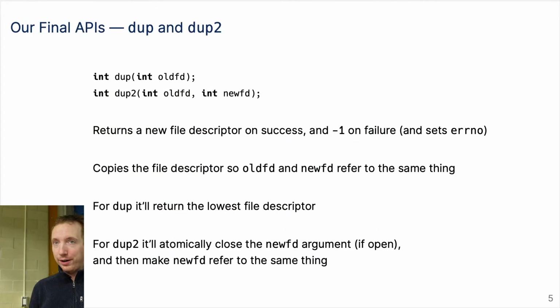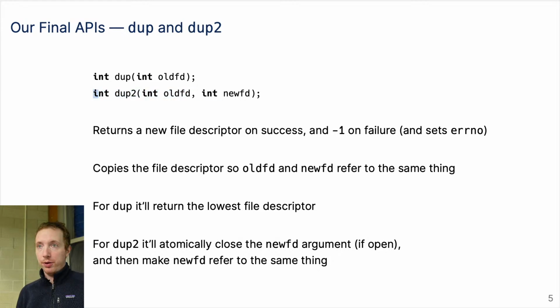All right, so our final APIs are dup, so we can mess around with the file descriptors. dup takes an old file descriptor and makes a new one point to the same thing. In dup's case, it returns a new file descriptor on success, -1 on failure, and sets errno. Whatever file descriptor it returns points to the exact same thing as the old file descriptor argument you pass.